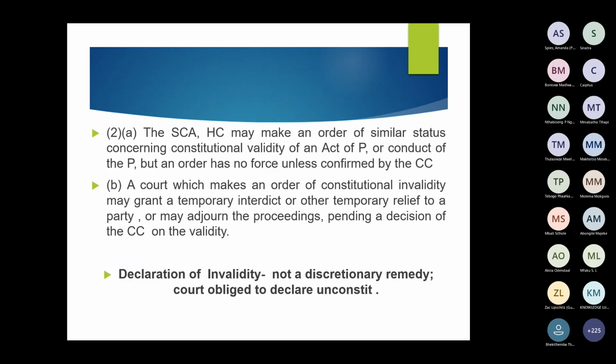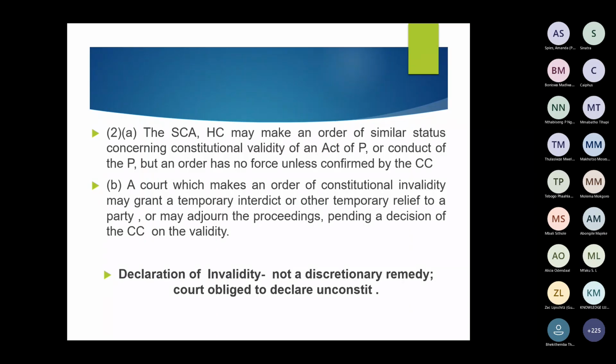The SCA or High Court may make an order concerning the constitutionality of an act of Parliament or conduct of the President, but an order has no force unless it's confirmed by the Constitutional Court, as we know. And a court which makes an order of constitutional invalidity may grant a temporary interdict or temporary relief to a party, or may adjourn the proceedings pending a decision of the Constitutional Court on its validity.